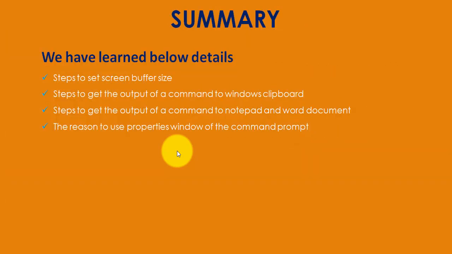So in this final part, we have reviewed what we have learned in detail till now: how to set the screen buffer size, how to get the output of a command to the Windows clipboard, how to get the output of a command to Notepad and Word documents and other text documents, and the reasons behind using the properties window of the command prompt.